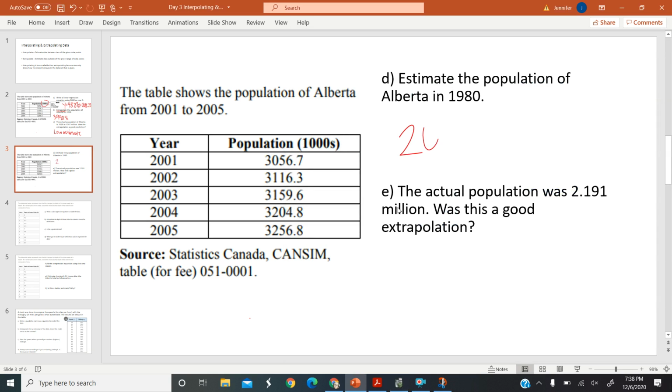So 2034.8. And it wants to know, was that a good estimate? And again, with the given estimate of 2191, it's a little bit low, but it's better than the other one was. But either way, we're just going to say it was a low estimate.